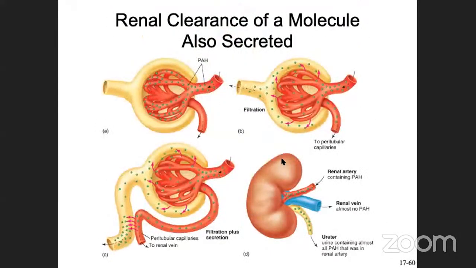Renal clearance of a molecule can also involve secretion. The PAH. PAH is the para-aminohippurate clearance. Para-aminohippurate is another way used to check or measure the renal plasma flow. Again, this is to measure renal function, same as inulin, but it's a bit different. The PAH is filtered by the glomeruli and is actively secreted by the proximal convoluted tubules.